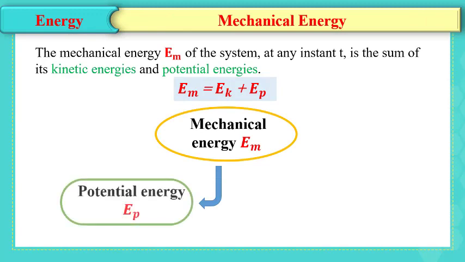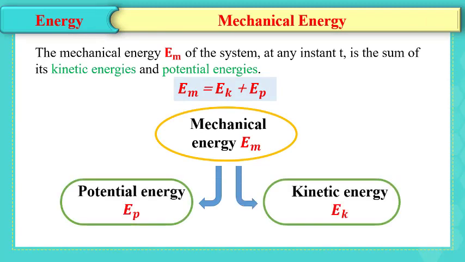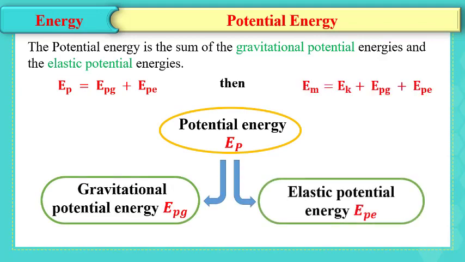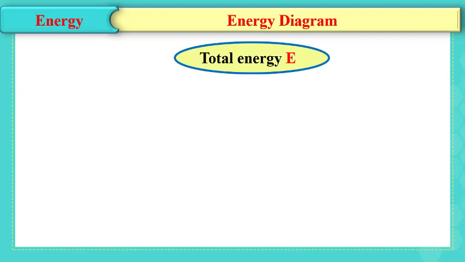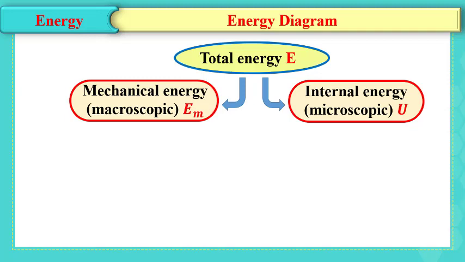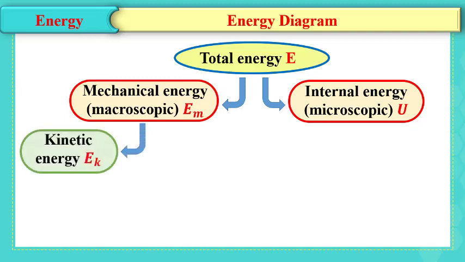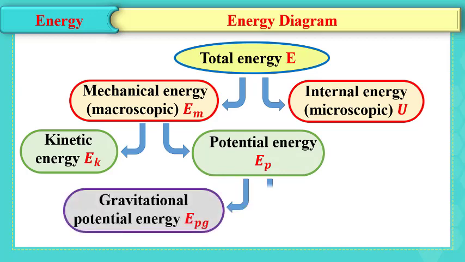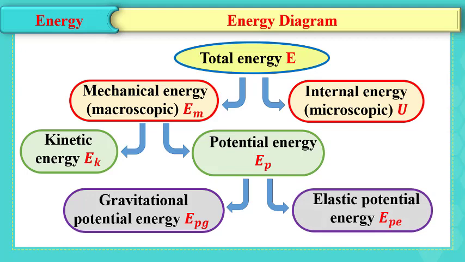The macroscopic mechanical energy. The mechanical energy of the system at any instant is the sum of its kinetic energies and potential energies, while the potential energy is the sum of the gravitational potential energies and the elastic potential energies. Then we say that the mechanical energy is given as kinetic energy plus gravitational potential energy plus the elastic potential energy. We can say that the total energy is the sum of the internal energy, the microscopic, and the mechanical energy, the macroscopic. The macroscopic one is the sum of kinetic energy and the potential energy, while the potential energy has two forms, the gravitational potential energy and the elastic potential energy.